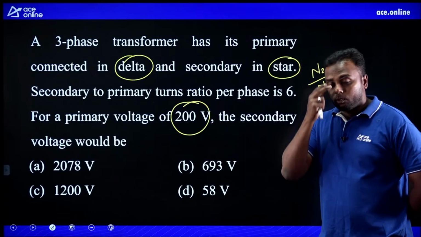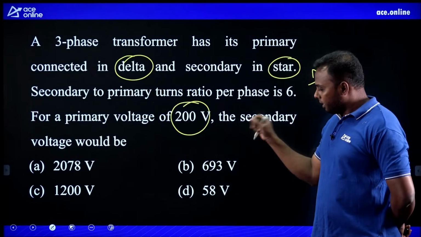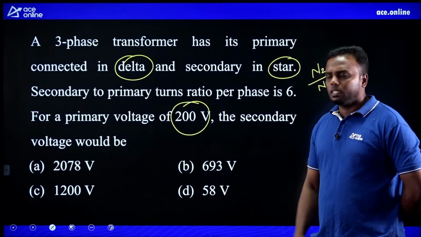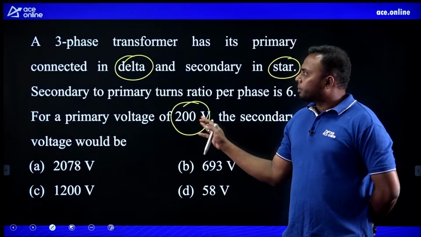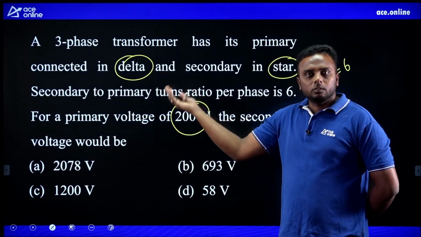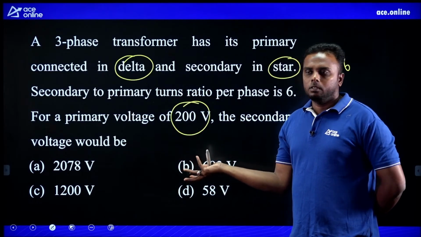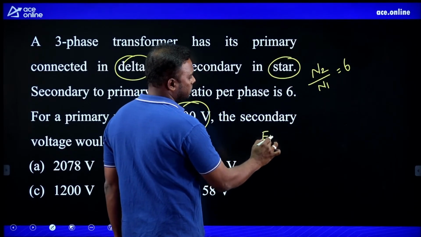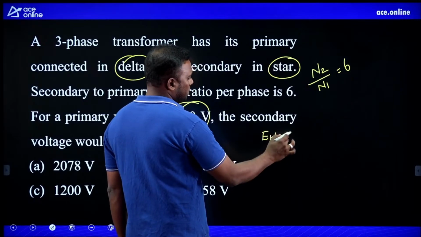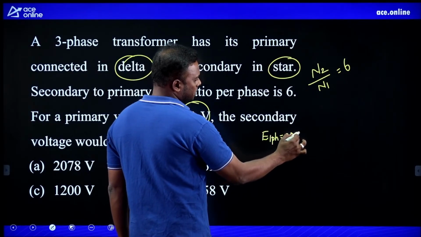Primary voltage given is 200, and this given voltage, what we need to consider, line or phase? Nothing is given, so it is line voltage. So primary connection is delta. What is the phase voltage in delta? Also same as line voltage. So primary phase voltage is also the same, 200 volts, because it is delta connection.